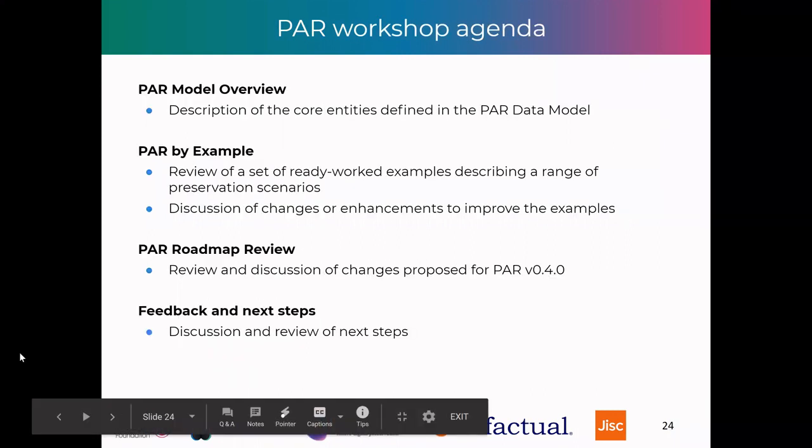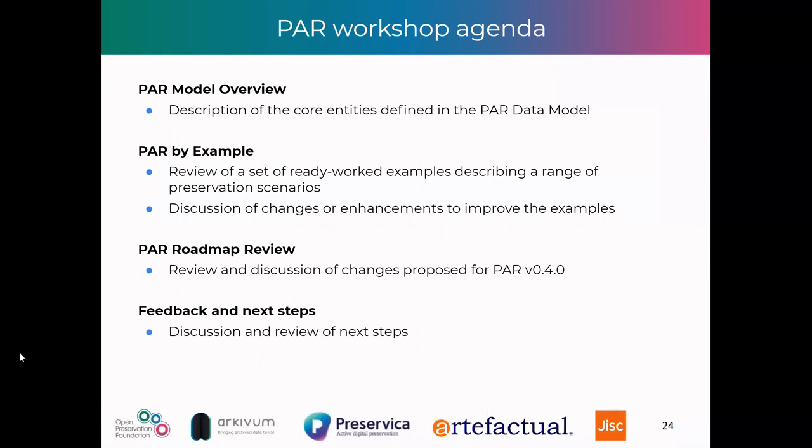So here's an example. This is a rough overview of the agenda of the workshop that we're planning to have. We'll start off by going through the PAR data model and describing the entities that are there. We've been touching on things like preservation actions and business rules. We'll also talk about file and object and preservation action type and the other entities that exist in that model, and why they're there and how they relate to each other.